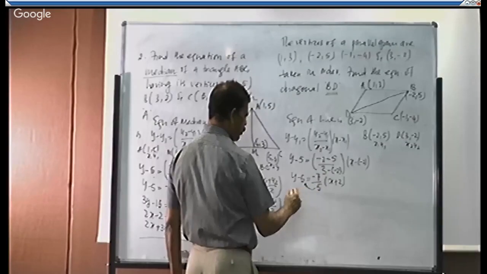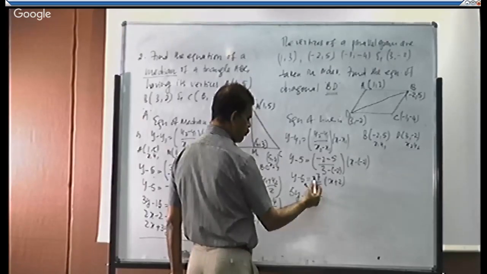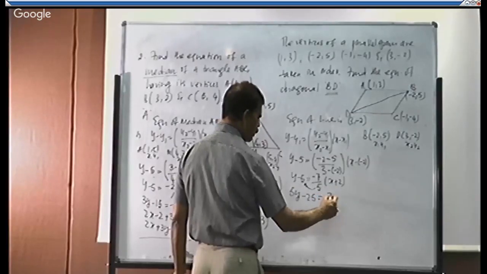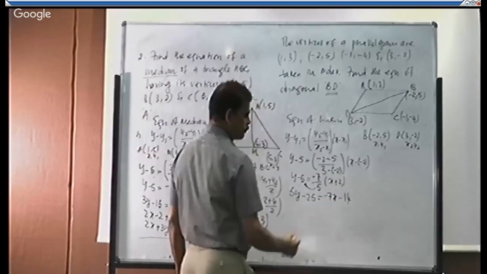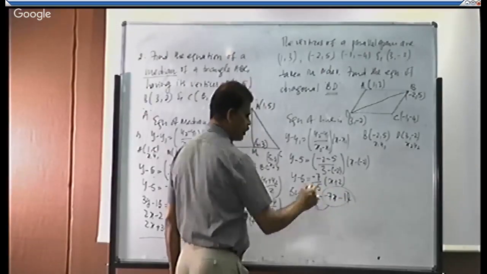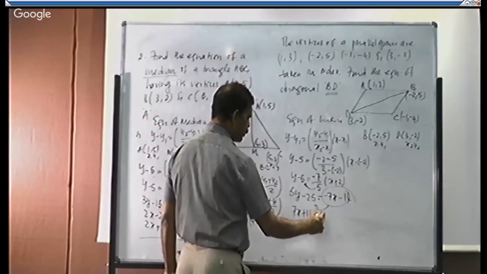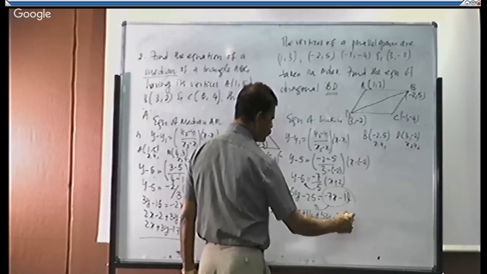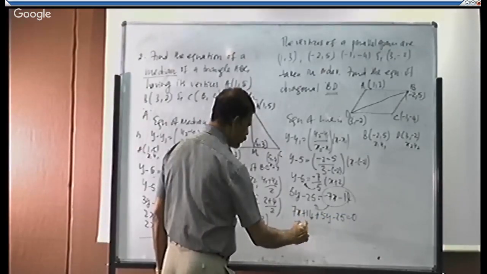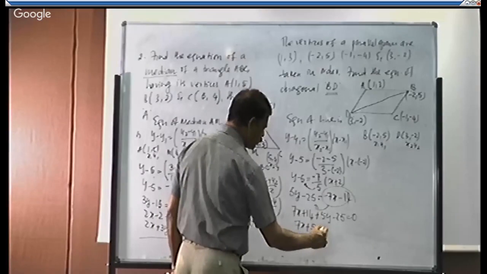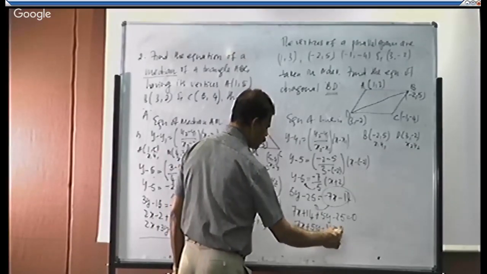Cross multiply. 5y minus 5 into 5, 25, is equal to -7 multiplied with the other factor: -7 into x is -7x, and -7 into 2 is -14. Take these two to the left side. It becomes 7x plus 14 plus 5y minus 25 is equal to 0. That is 7x plus 5y minus 25 plus 14, which is minus 11, equal to 0.